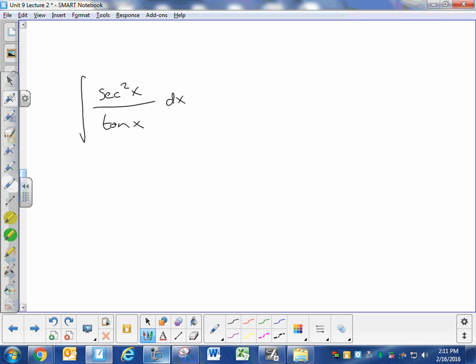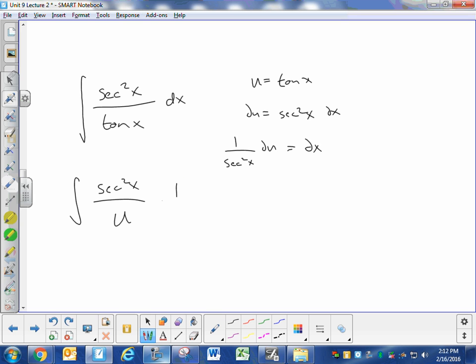Let's look at something like that. We notice that secant squared is the derivative of tangent, so I set u equal to that denominator. Watch how the secant squared will go away. Now it's just the antiderivative of 1 over u. It's easy, log absolute u.